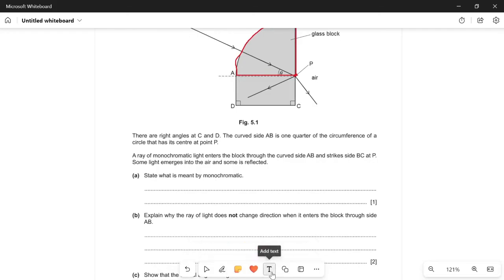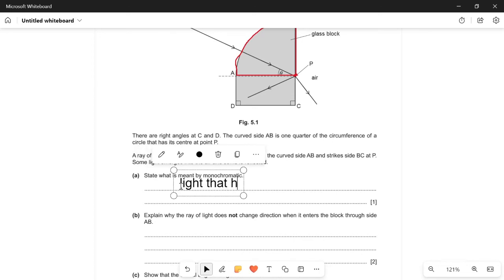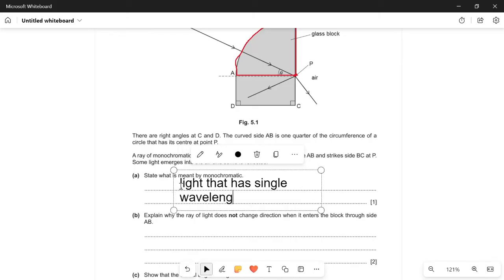So monochromatic is a type of light that only has a single wavelength. So light that has a single wavelength. So due to the single wavelength, it would have a single color.